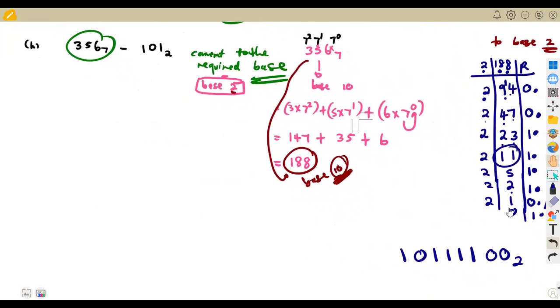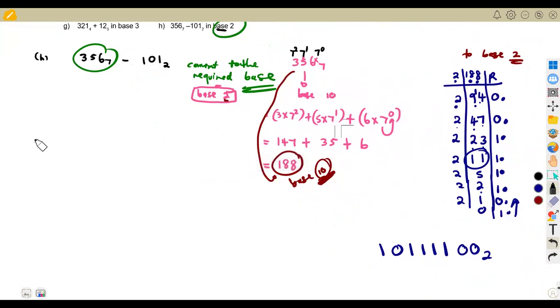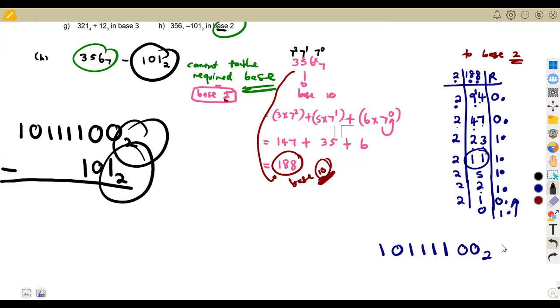We are going to subtract. Remember, we are subtracting there. What are we having? 1, 0, sorry, 1, 0 here, 1, 1, 1, 1, 0, 0 in base 2. Minus, what are we subtracting? 1, 0, 1 in base 2. So we are going to subtract this. That's it. Now we are in the common base, the same base that the answer is required to be in.